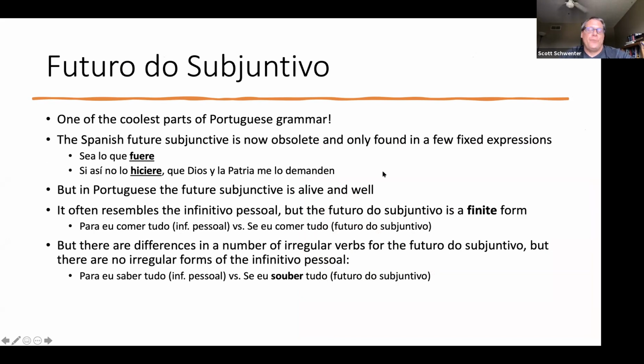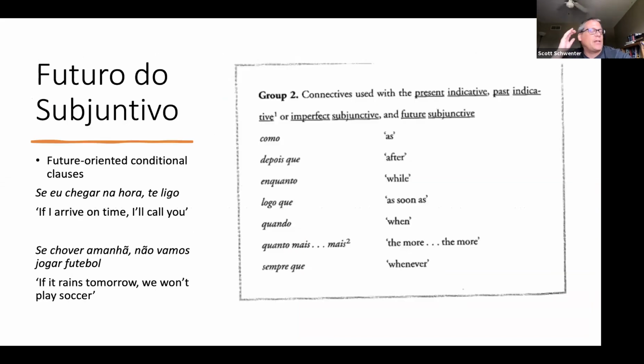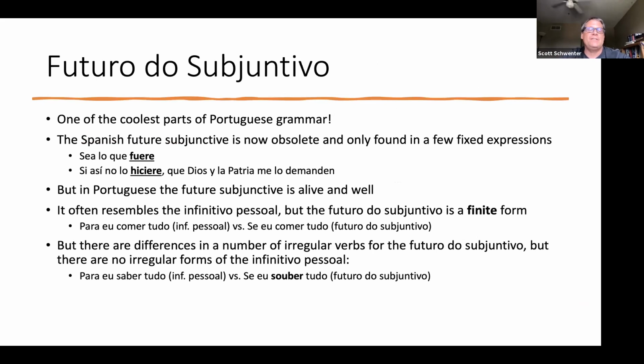We'll try to quickly get through the futuro do subjuntivo. This is really one of the coolest parts of Portuguese, at least to me. You may know that the Spanish future subjunctive is pretty much dead. You only find it in a few fixed expressions like sea lo que fuere, or I just saw this the other day on an episode of El Chapo, where the new Mexican president at the time, I think it's supposed to correspond to Ernesto Zedillo, said something like, si así no lo hiciere, when he was taking the oath, right? Que Dios y la patria me lo demanden.